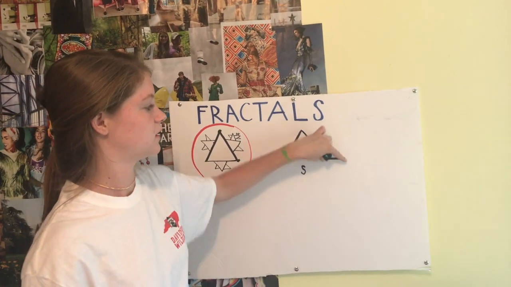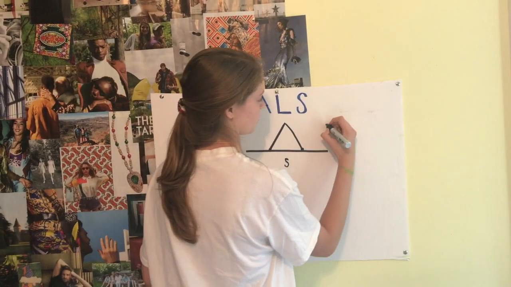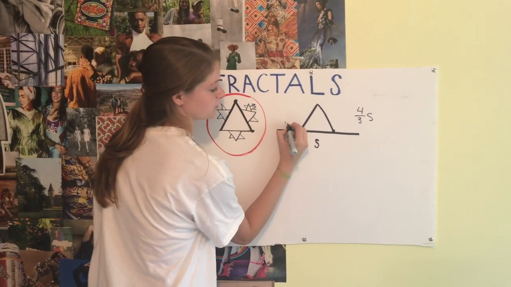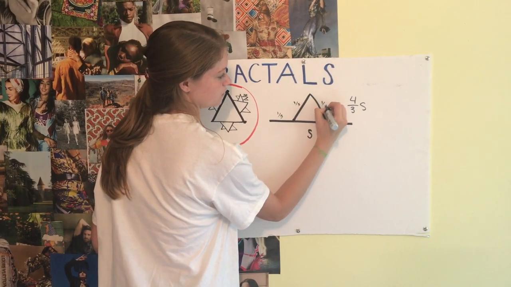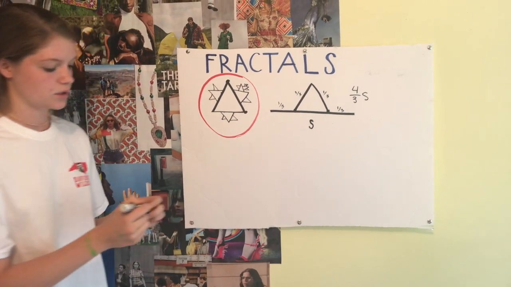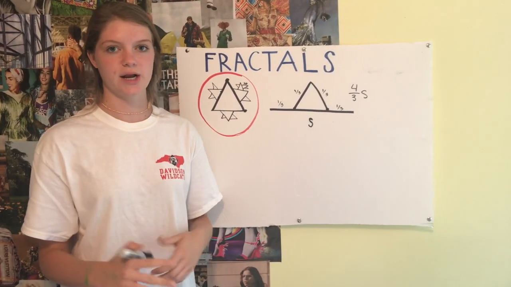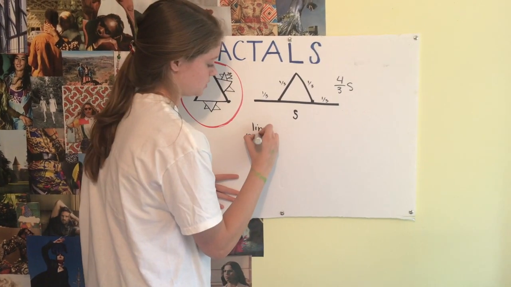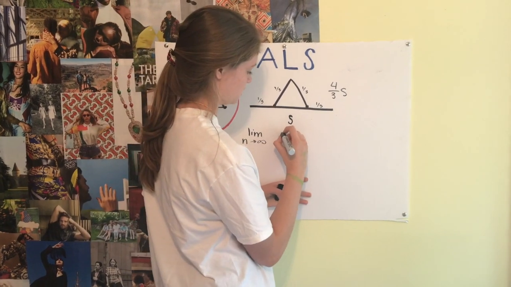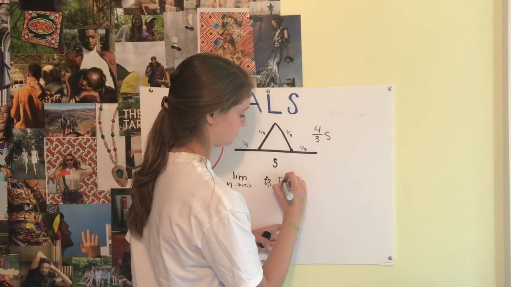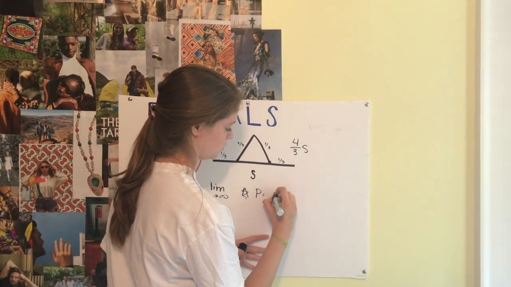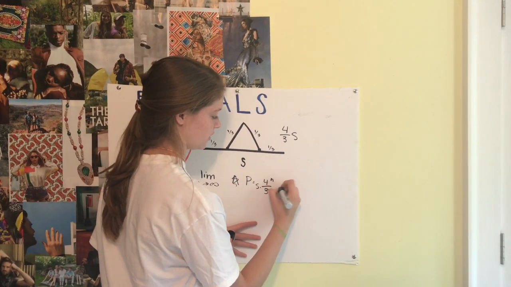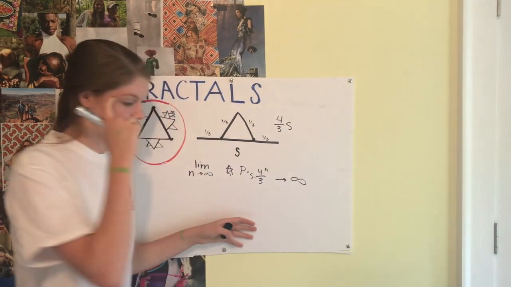that this side length is equivalent to 4 thirds of this. So this is 1/3, 1/3, 4 thirds. So with this idea, however many times you reiterate it, the limit as the number of iterations approaches infinity, the perimeter, the original side times 4/3 to the nth power, will also approach infinity.